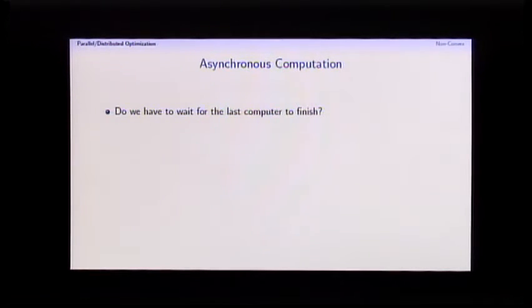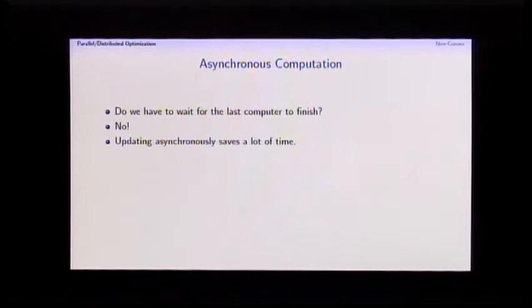Okay, so the asynchronous computation. One issue is, do we have to wait for the last computer to finish? So let's say I do the embarrassingly parallel solution, but I have one computer that's just much slower. Or I couldn't divide my data set up evenly for some reason, so one computer has less data than the others, or more data, or something like that. So should I have to wait for all the computers to do their operation, which means I have to wait for the slowest computer before I do anything? And that's where asynchronous computation comes in.